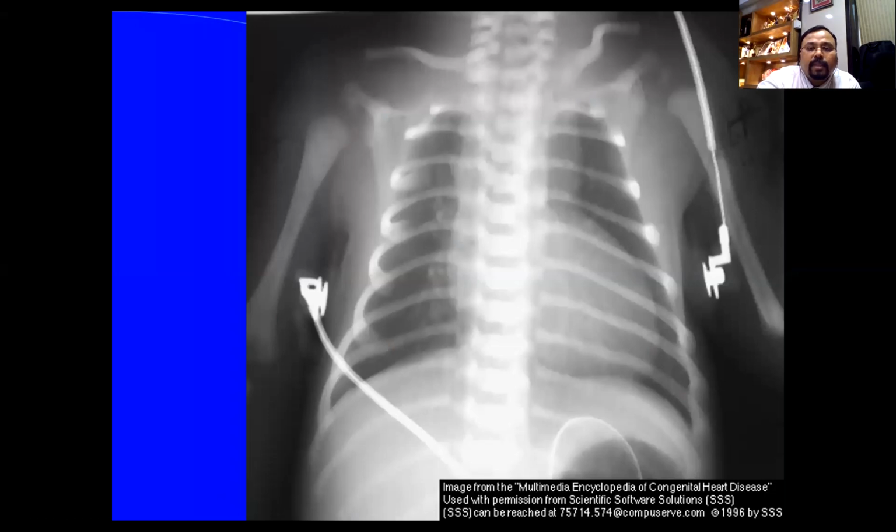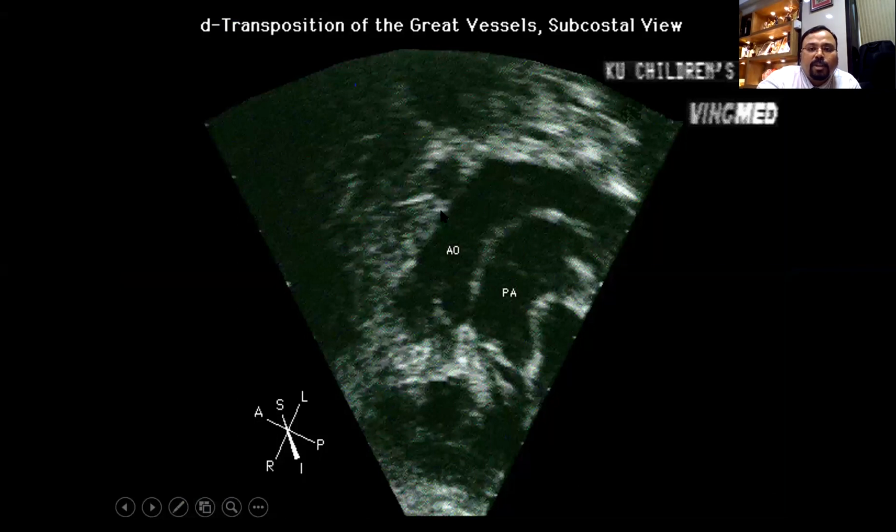This is the egg-on-side appearance in TGA with normal pulmonary blood flow. This is the narrow pedicle at the base. This is the echocardiography, which shows the aorta on your left side, arising from the right ventricle. And this is the pulmonary artery parallel to the aorta on your right side, arising from the left ventricle.